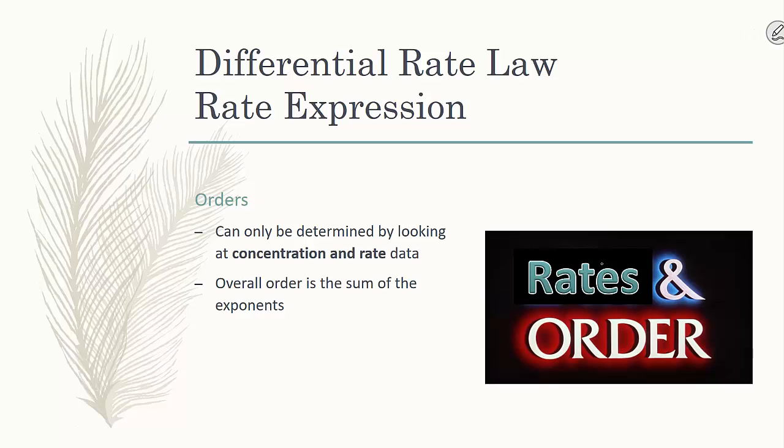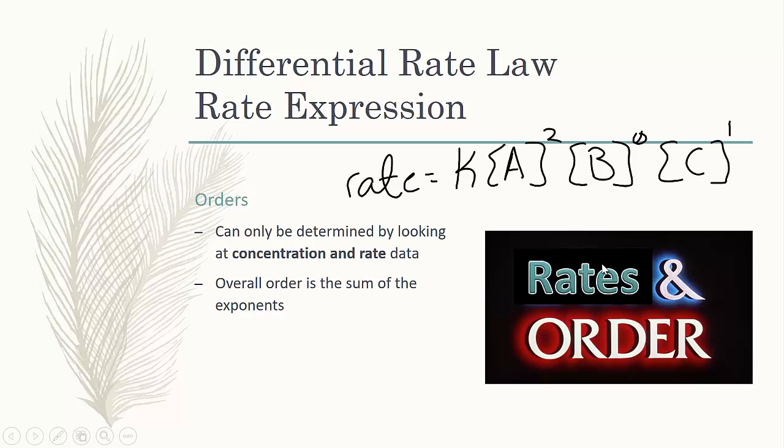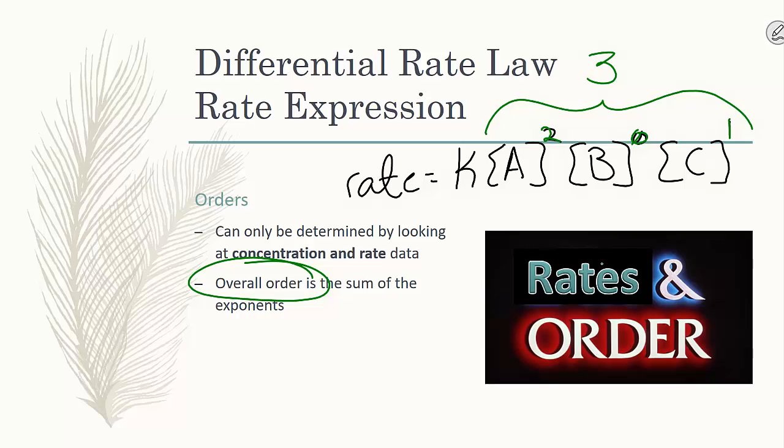So if we have a rate law that says that the rate of a reaction is equal to the constant times the concentration of A squared times the concentration of B to the 0 and C to the first, the overall order of this reaction would be 2 plus 0 plus 1, or 3. So we simply add up those exponents. So if you ever have a question that says, what is the overall order of a reaction? Simply add the exponents.